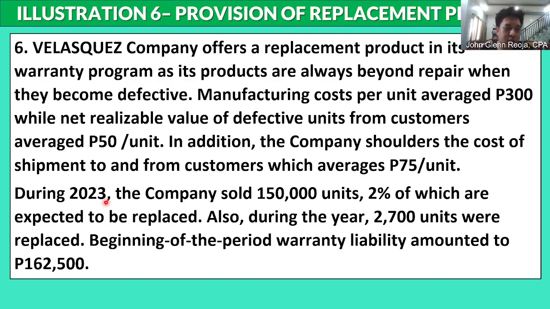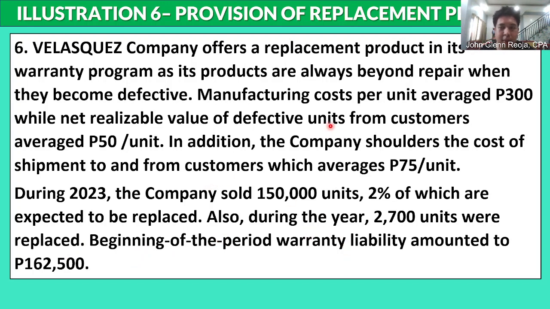During 2023, the company sold 150,000 units, 2% of which are considered to be replaced. Also, during the year, 2,700 were replaced. So, 150,000 times 2%, that is the expected, while what you actually replaced are 2,700 units. Then, beginning of the period warranty liability amounted to 162,500. So, this is the first thing to do: compute first for the warranty cost per unit of the replacement product.